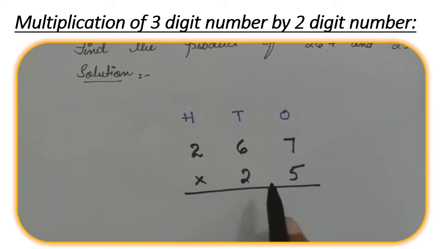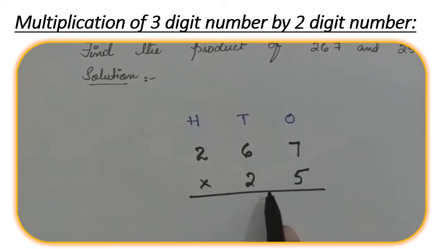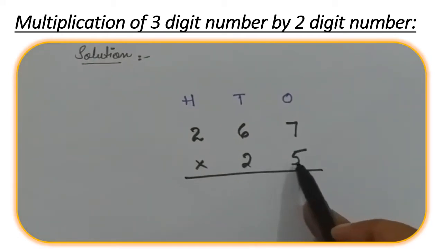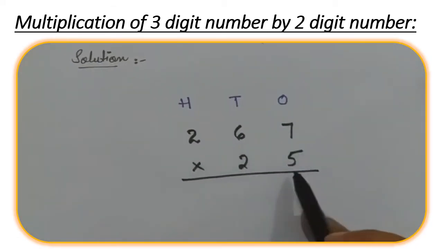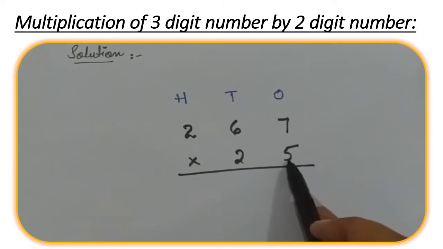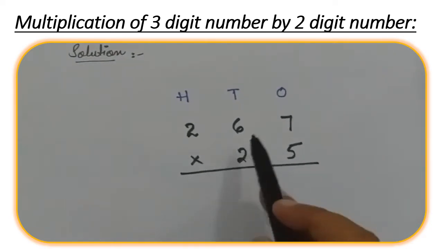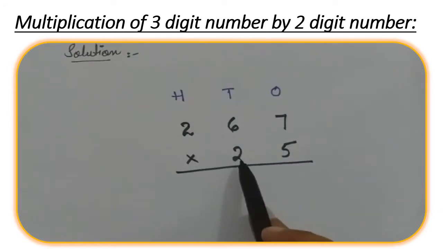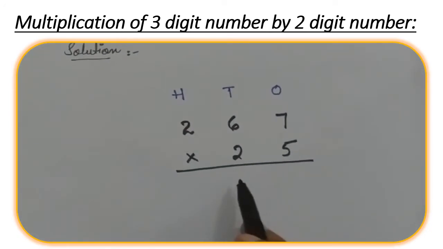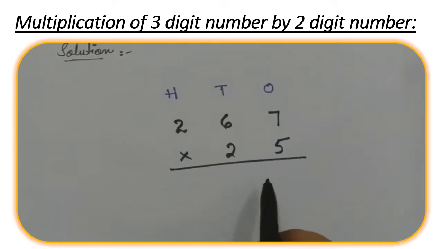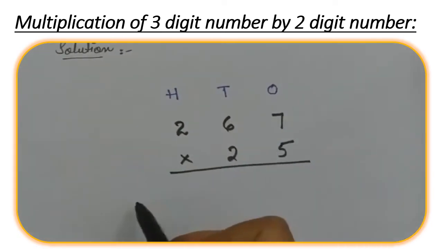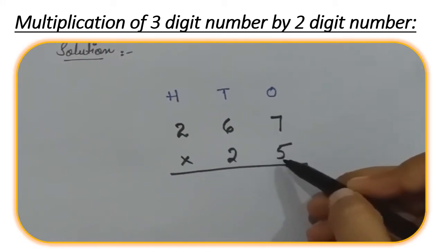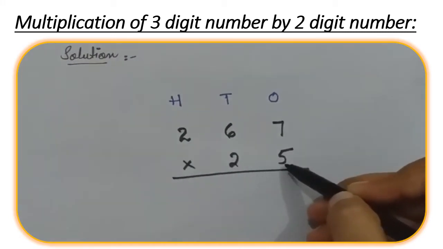The multiplication of this example can be divided into 3 steps. In step 1 we will multiply the whole multiplicand by the digit 5, in the second step we will multiply the whole multiplicand by the digit 2, and in the third step we will add both products. So starting our first step, first we will multiply by 5. We always start multiplication from the ones column.